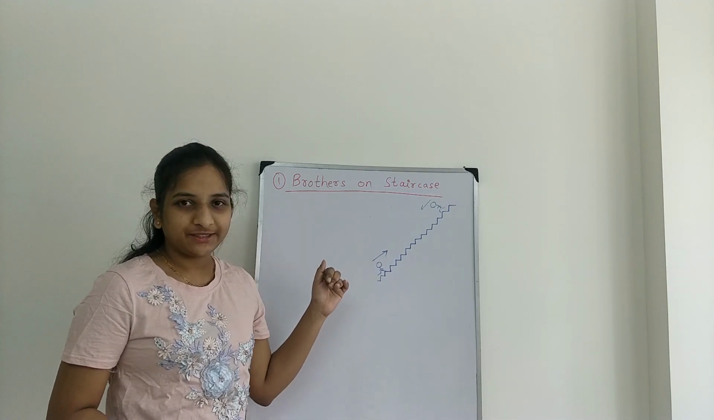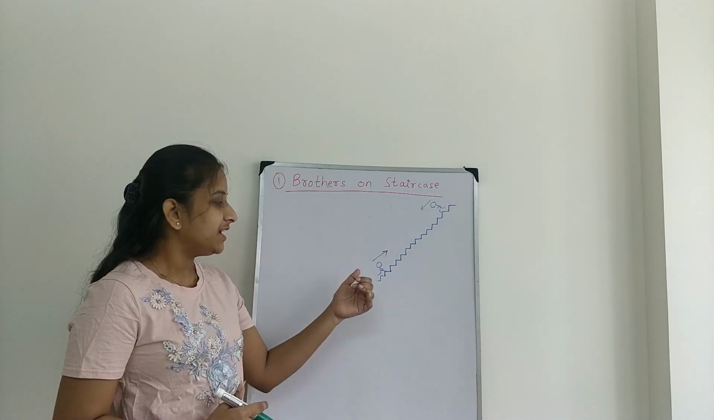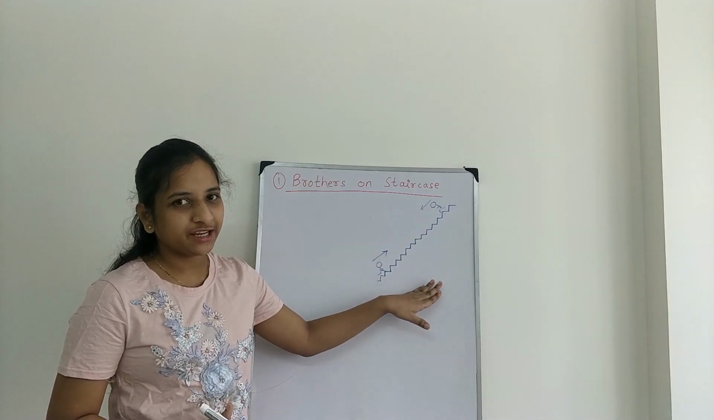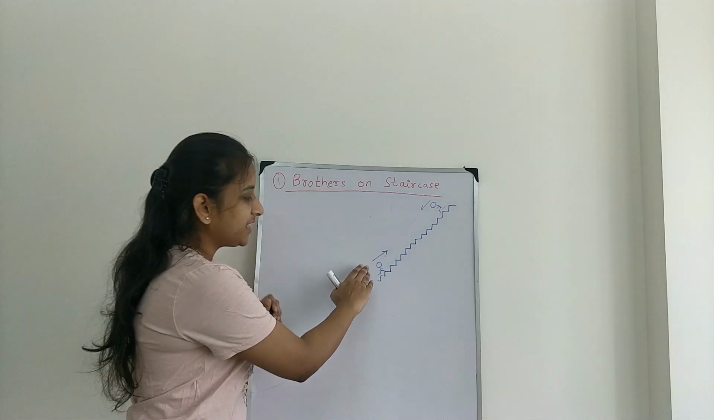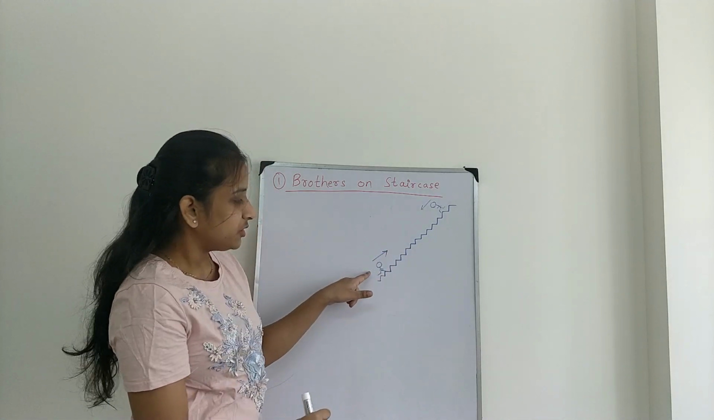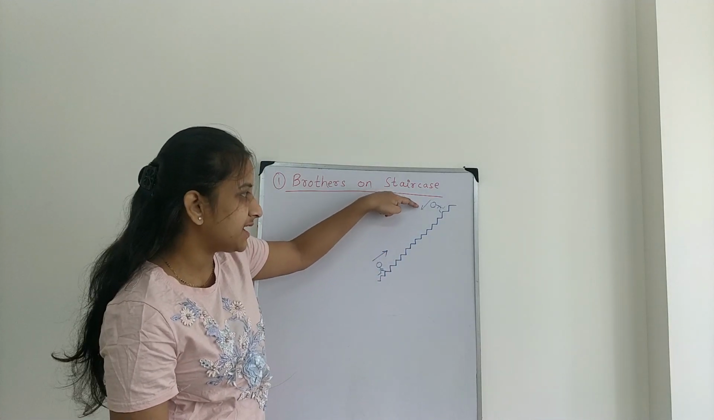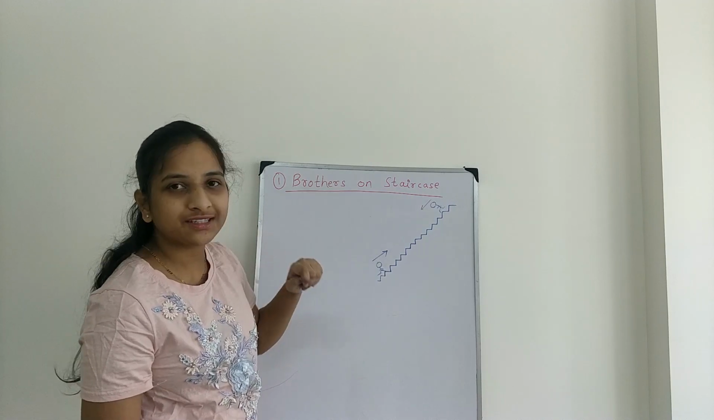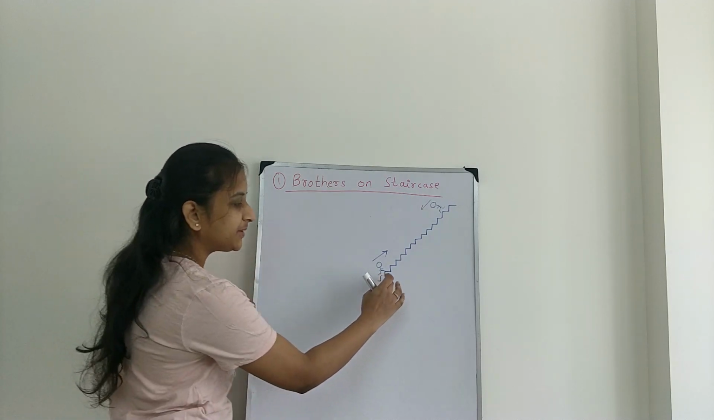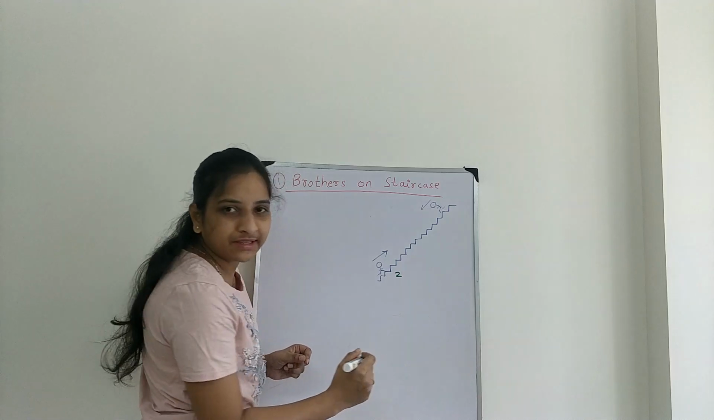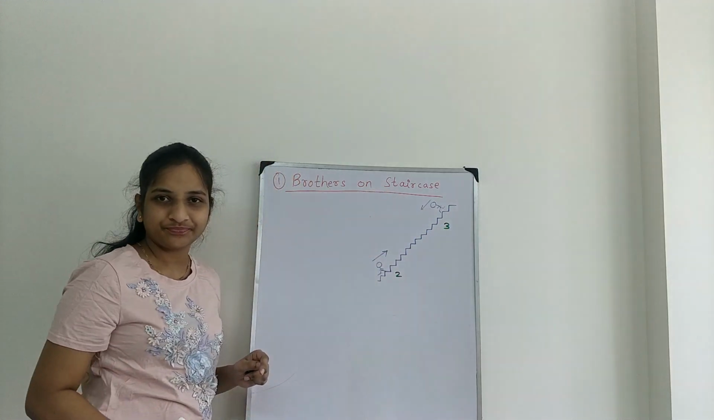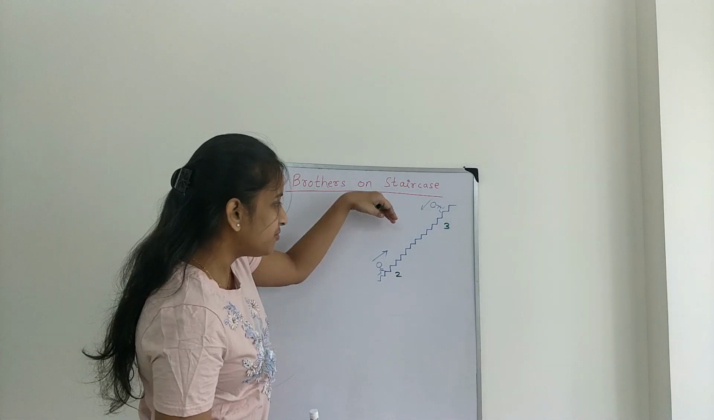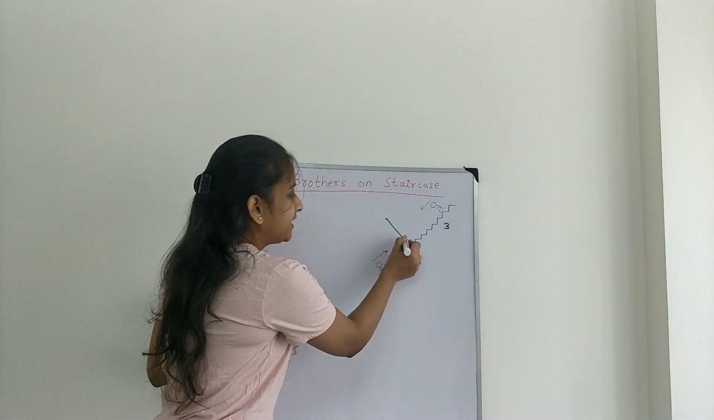Brothers on Staircase. Let's say there are two brothers on staircase trying to meet each other. So this brother is climbing up, so he is slow, and this brother is coming down, he is fast. When this brother takes 2 steps, this brother comes down by 3 steps. At one point they will meet. We need to find that point.